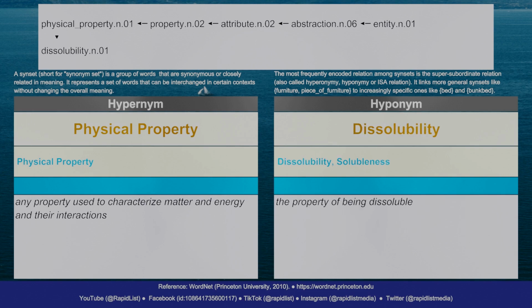Dissolubility. The property of being dissoluble. We measure the dissolubility of sugar in water. Drippiness. The physical property of being soft and drippy. Fugacity. The tendency of a gas to expand or escape.